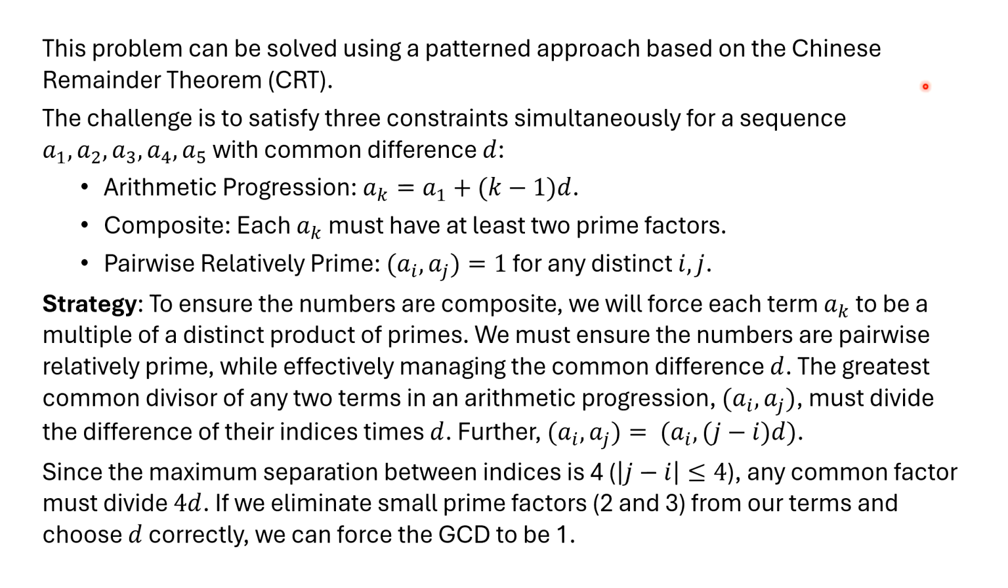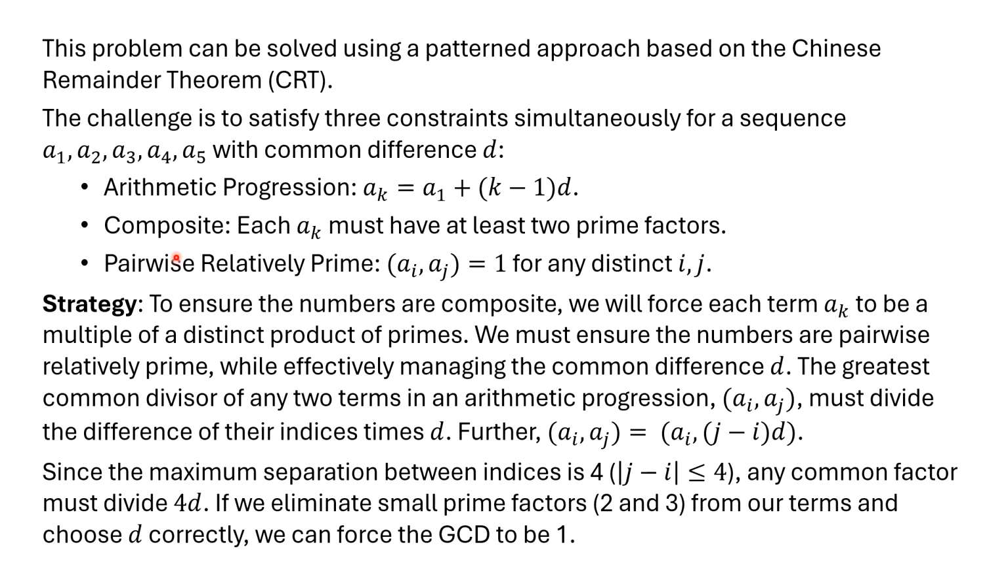This problem can be solved using the Chinese remainder theorem. The challenge is to satisfy the 3 constraints that we were given in the statement of the problem. So to start out, we'll label the sequence. We don't know what it is yet, of course, but we'll label it A1 to A5. And then we'll call the difference between each 2 terms in the sequence D.